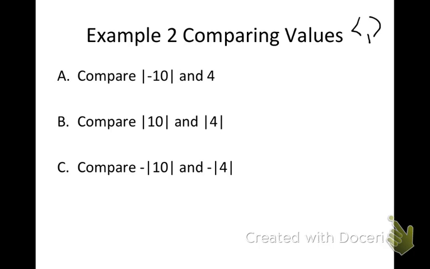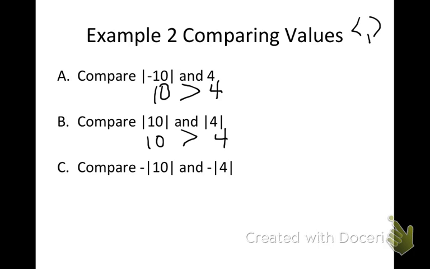So I want to compare the absolute value of negative 10 and 4. Well, the absolute value of negative 10 is 10. 4 is 4, so 10 is greater than 4. Here I want to compare the absolute value of 10 and the absolute value of 4. Well, we know the absolute value of 10 is 10, and the absolute value of 4 is 4, so we're going to have the same answer.